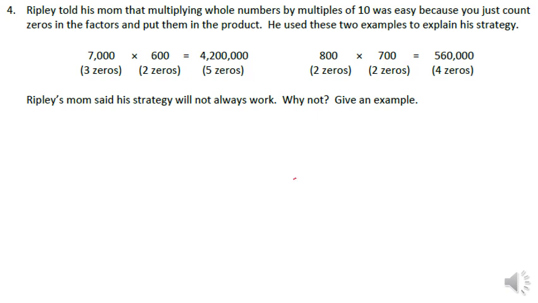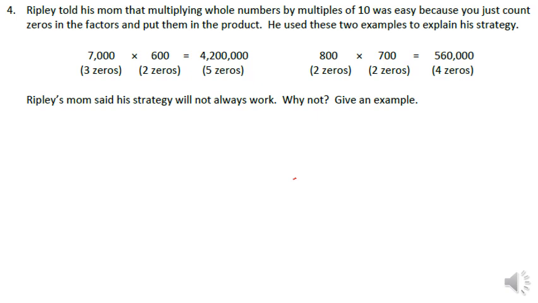And question 4, it says Ripley told his mom that multiplying whole numbers by multiples of 10 was easy because you can count the zeros in the factors and put them in the product. He used these two examples to explain the strategy. 7,000 times 600 equals 4,200,000. He had 3 zeros and 2 zeros, so he ended up with 5 zeros.